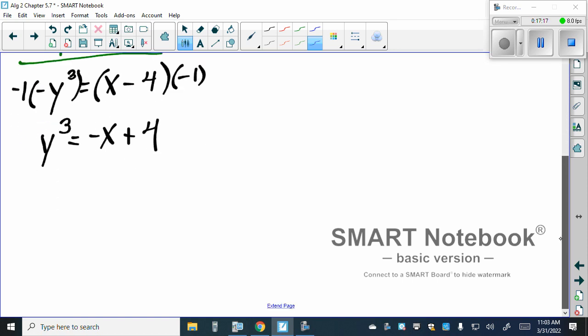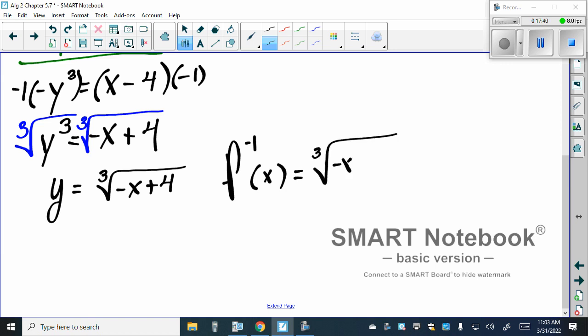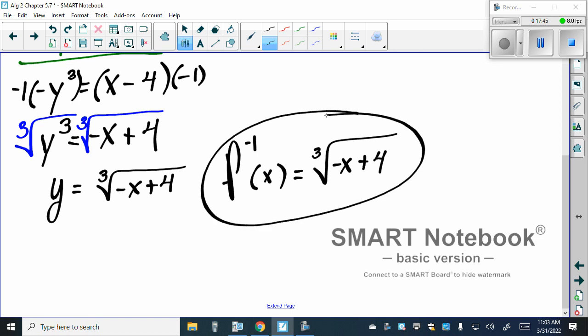And the last thing we need to do is take the cube root of both sides, which will tell me that y is equal to the cube root of negative x plus 4. So f inverse of x is equal to the cube root of negative x plus 4. And that right there would be our function. Our inverse anyways.